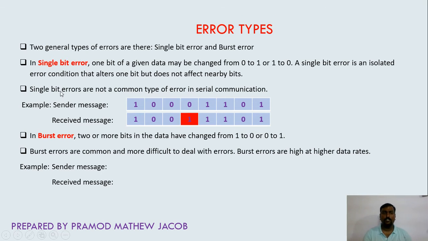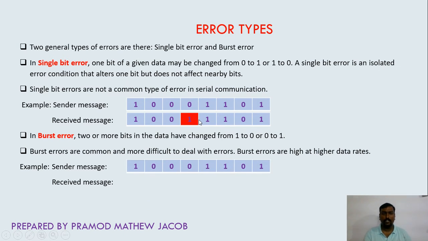Let's understand single bit error. Here, this is the sender message, this is the receiver message. In this bit, the data is changed from 0 to 1 at the receiver side. So a single bit is changed. This is called single bit error.